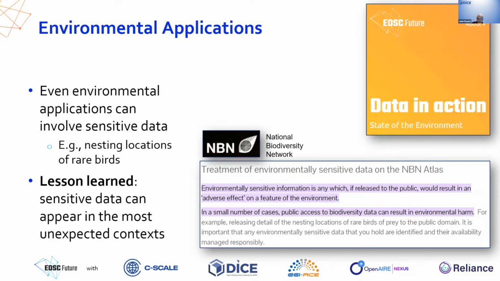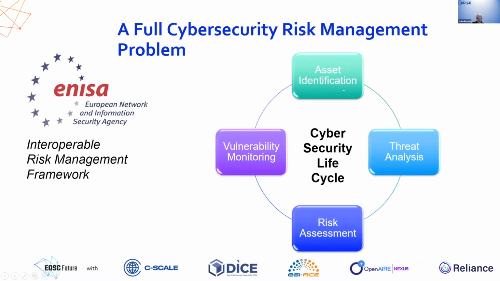The point we all need to see here is that sensitive data can appear in the most unexpected contexts in EOSC. And so we can't just make easy assumptions about our data. We have to think hard about whether and how it could be sensitive. So all of this is leading up to an important observation. We need to recognize the problem of sensitive data in EOSC, not merely as a problem of, say, data privacy, but rather as a full cybersecurity risk management problem.